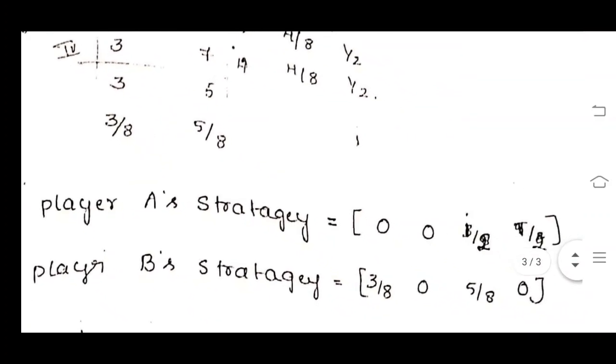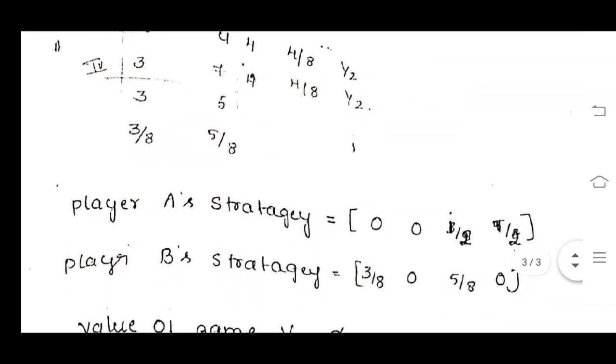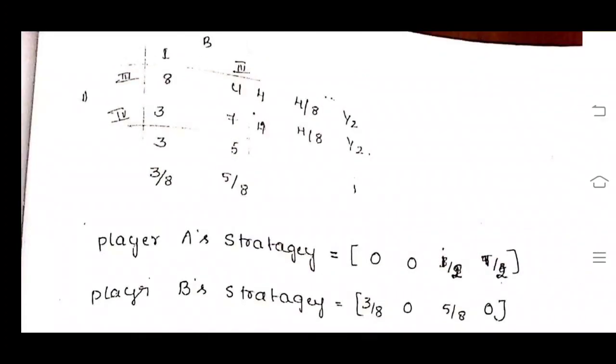Now whatever the probability you have calculated, that will be written here. That is player A's strategy. Now we can look at the last matrix you have prepared, the 2 cross 2 matrix. In that we can see that A will be remaining with only two rows, the third row and the fourth row. For that only we have calculated the probability.